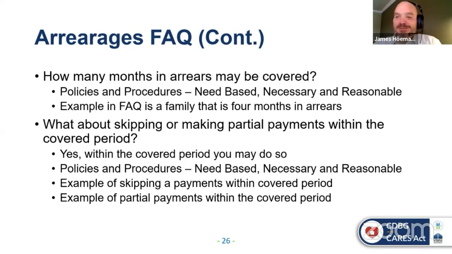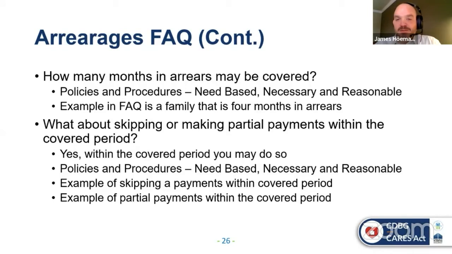So how many months? We've gotten questions about what if someone is under an eviction moratorium and they're 14 months behind. Again, we're looking at that need and what's necessary and reasonable. We don't have a policy that says you can only do so many months. But you have to ask yourself, what's necessary and reasonable. So if they're 2 years behind and you're going to pay all that in your first month, do your policies and procedures allow for that? Would you consider that a necessary and reasonable cost? Is there another funding source that could be used to help with what they're in arrears for?